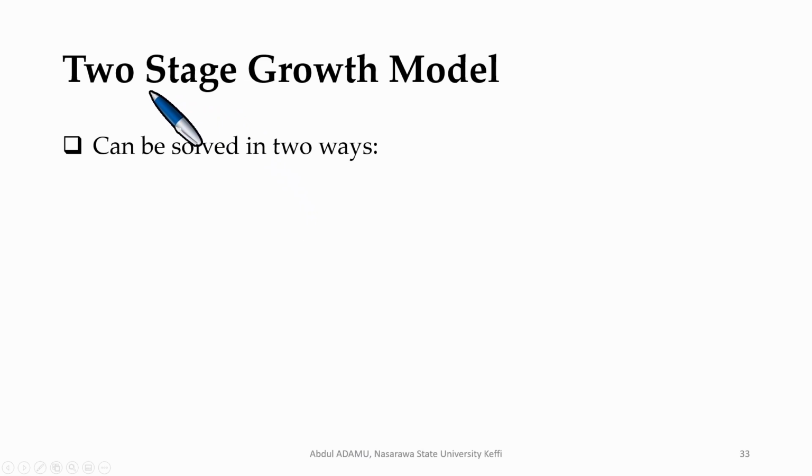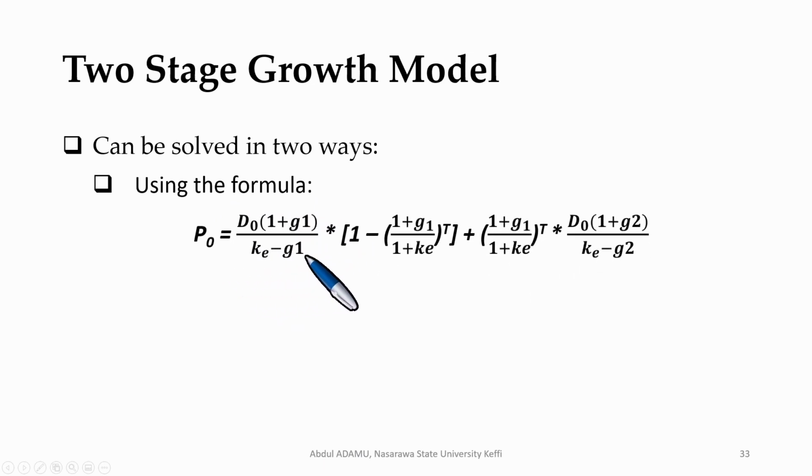To solve the two-stage growth problem, we can do this in two ways. First is by using a formula, and this is the formula. The formula to find the value is this. For the first part, you take the dividend at first year, and divide it by the cost of capital minus the first growth rate. The G1 is the first growth rate, while the G2 is the second growth rate. That is why we say it's two-stage growth.